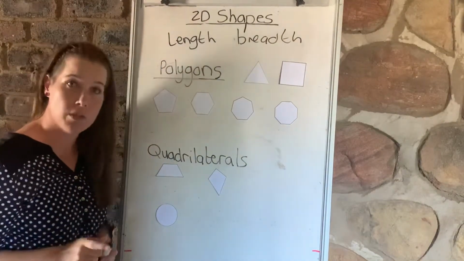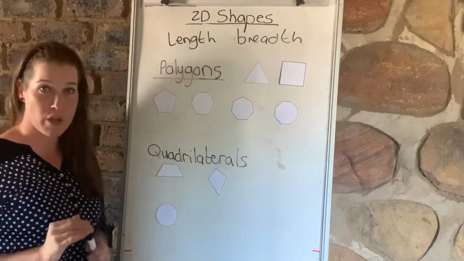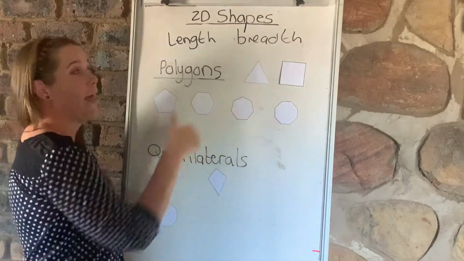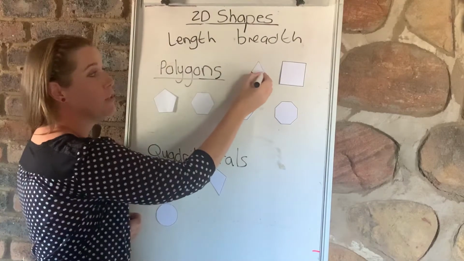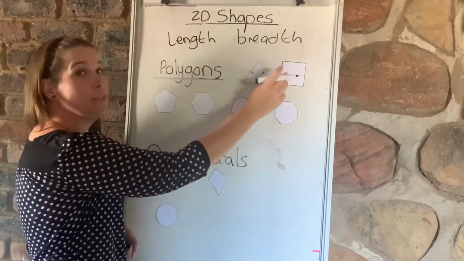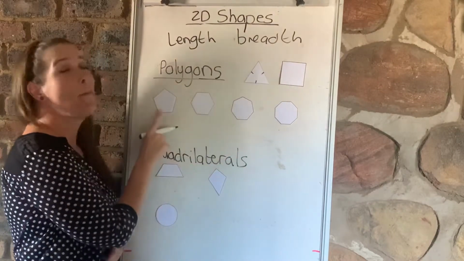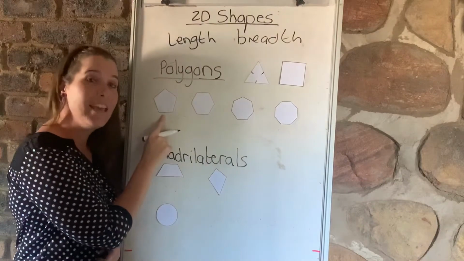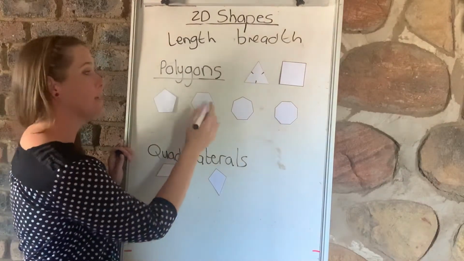Now this is very important. Polygons only have straight sides. For example, a triangle has 1, 2, 3 sides. A square has 4 sides. A pentagon has 5 sides. Hexagon 6.